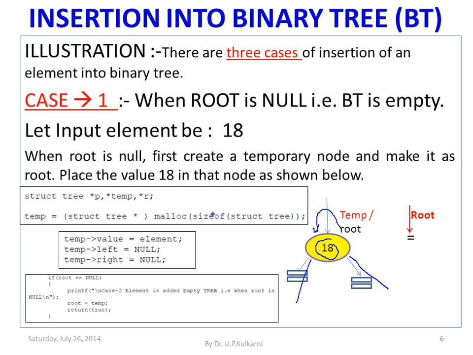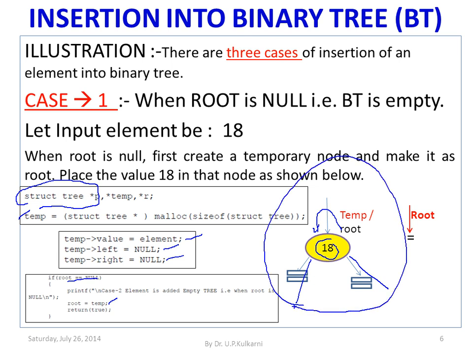Let me summarize this. I have a struct tree, and P is a pointer to that one. Then I create the node temp by allocating the memory using malloc of the C programming language. Store the element in that. Make the left child point to null. Make the right pointer of that particular node point to null. Initially the root is equal to null, so what you do is root equal to temp, and return a true value for the completeness of the program. Now the tree with the single node is available. This is case one. I hope that you understood this.